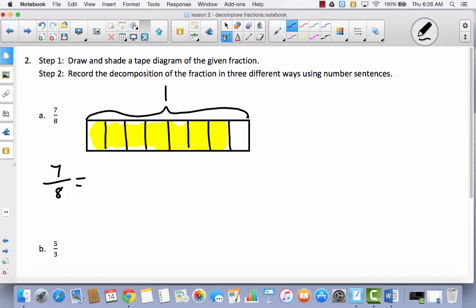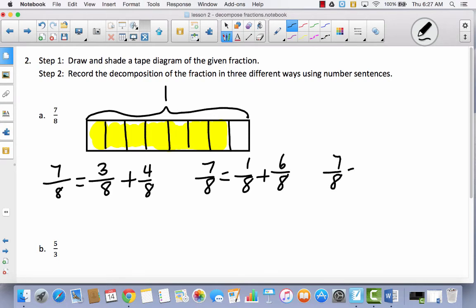I think this time I'm going to say 7/8 equals 3/8 plus 4/8. See if you can't come up with 2 more, and they may be different from mine, and that's okay as long as they equal 7/8. Okay, I'm going to do 7/8 equals 1/8 plus 6/8, and then I'm going to do 7/8 equals 2/8 plus 5/8. Okay, all right, so let's take a look at B.